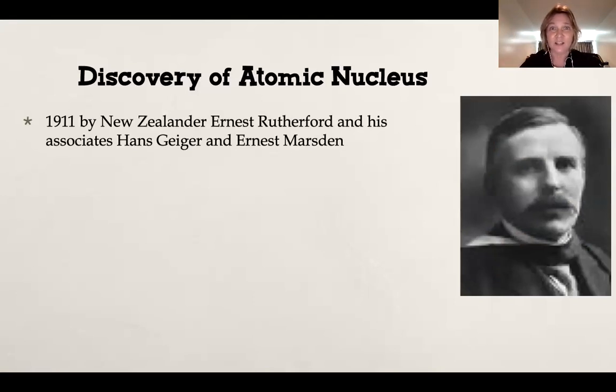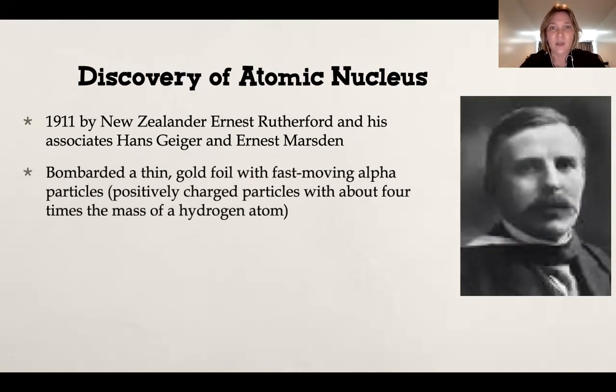So this is about 14 years after J.J. Thomson, who was in 1897. This is 1911. Ernest Rutherford was a New Zealander, and he had help from his associates. The experiment entails taking a thin gold foil, and you're going to bombard or shoot it with an alpha particle gun, or something that shoots out alpha particles. What is an alpha particle?